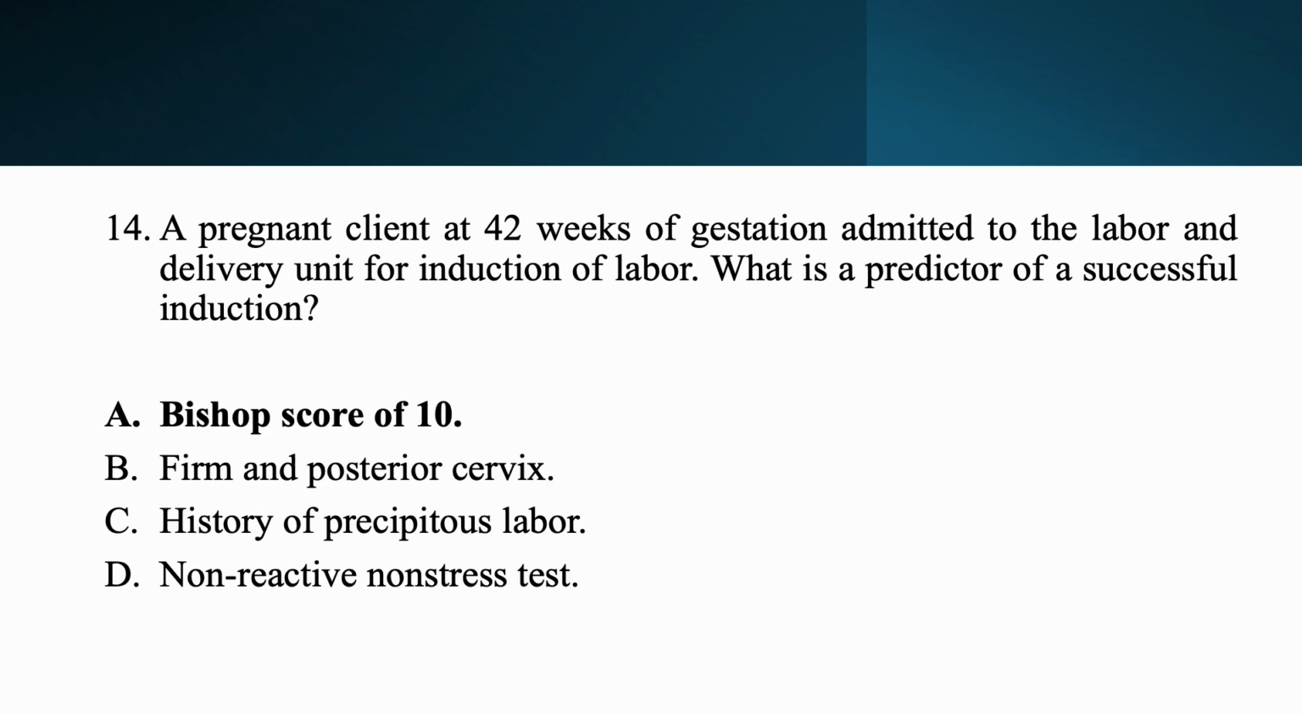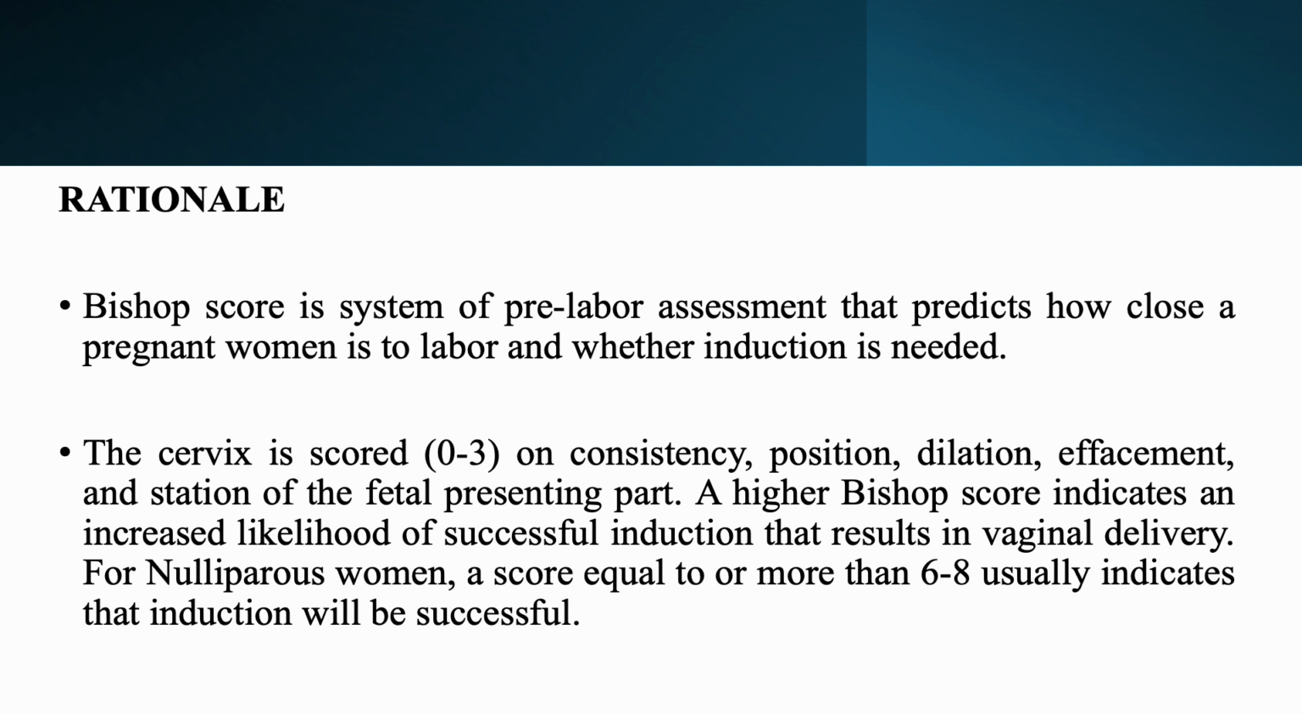The correct answer is option A, Bishop score of 10. Bishop score is a system of pre-labor assessment that predicts how close a pregnant woman is to labor and whether induction is needed. The cervix is scored 0 to 3 on consistency, position, dilation, effacement, and station of the fetal presenting part. A higher Bishop score indicates an increased likelihood of successful induction that results in vaginal delivery. For nulliparous women, a score equal to or more than 6 to 8 usually indicates that induction will be successful.